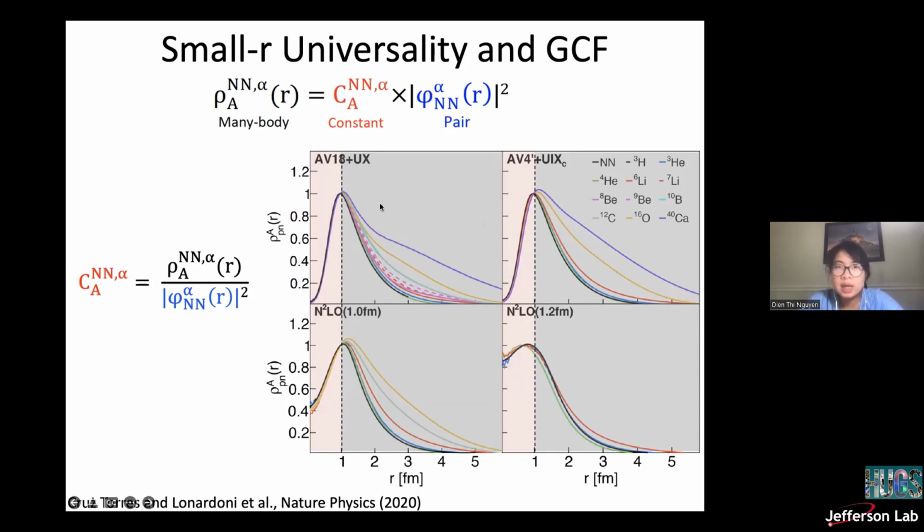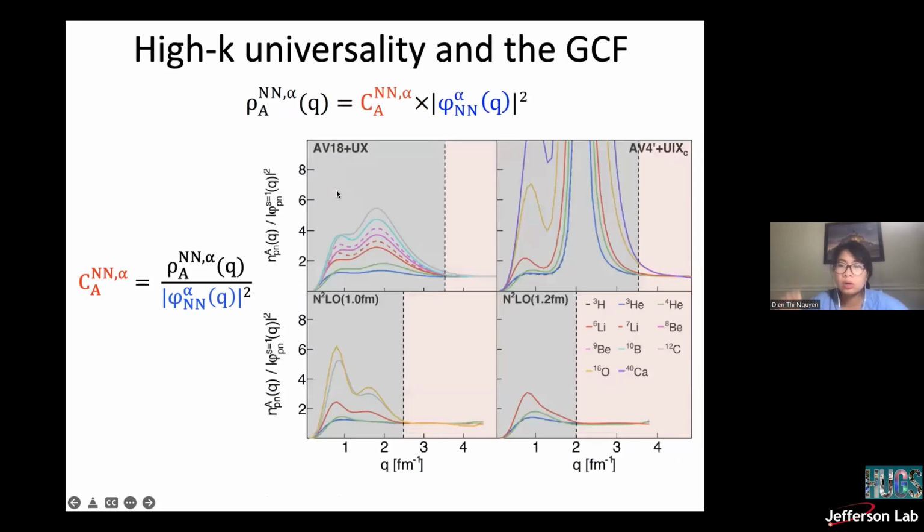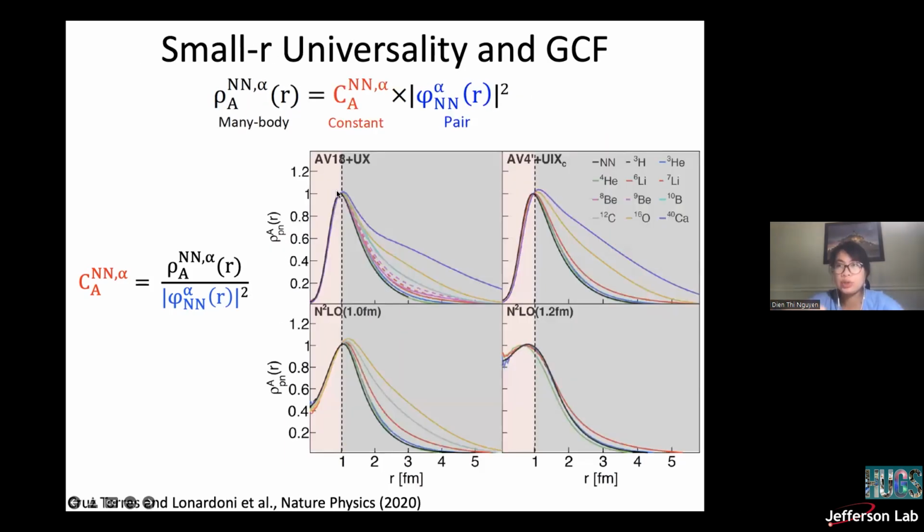So you can see that at short distance, they all collapse and have a universal calculation. The idea is that now we can do this calculation for different NN interactions, and then we can extract the contact term by dividing that by the square root of this pair term right here. So you only need to solve this one.